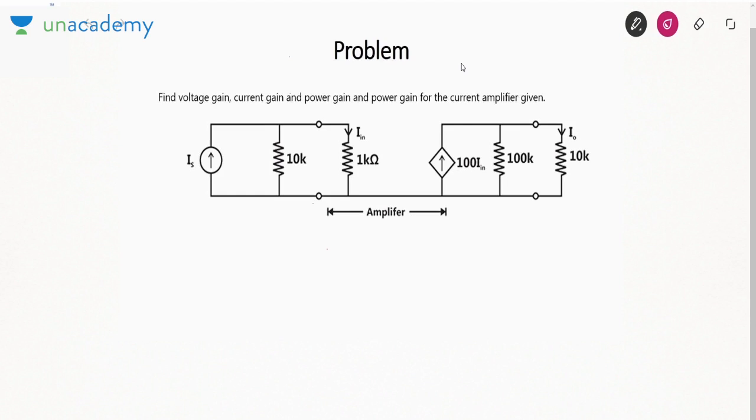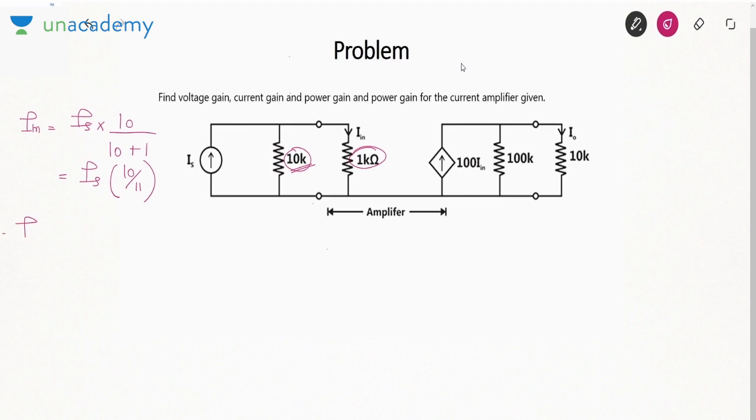Now for the current amplifier, if you want I in, you will apply current division. Is into this 10 kilo ohm resistor over 10 plus 1. I am just applying current division. So Is into 10 by 11. Remember, in current division, you will always keep in the numerator the resistance which is not being used. If I want to find the current in 1 kilo ohm, in the numerator I will keep 10 kilo ohm. If I want the current in 10 kilo ohm, I will keep 1 kilo ohm in the numerator.